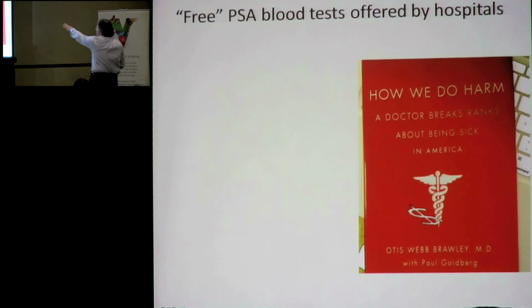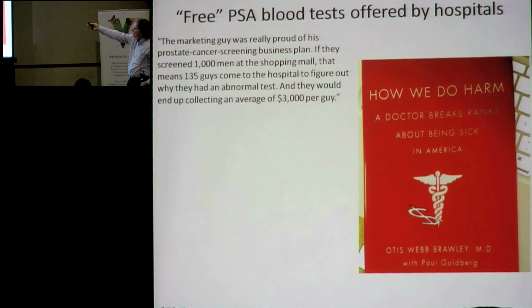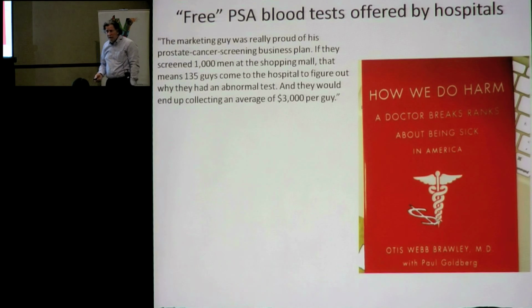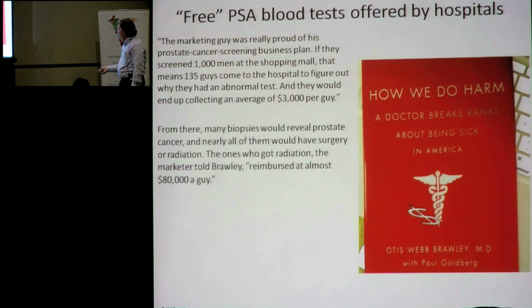In his book, How We Do Harm, Dr. Otis Brawley wrote about how hospitals make money off of free PSA blood tests. He came across a hospital marketing guy who was really proud of their business plan. If they screened 1,000 men at a shopping mall, they knew that 135 of them, on average, would come to the hospital to figure out why they had an abnormal test. And they would end up collecting an average of $3,000 a man. This is the business plan behind the screening for prostate cancer.